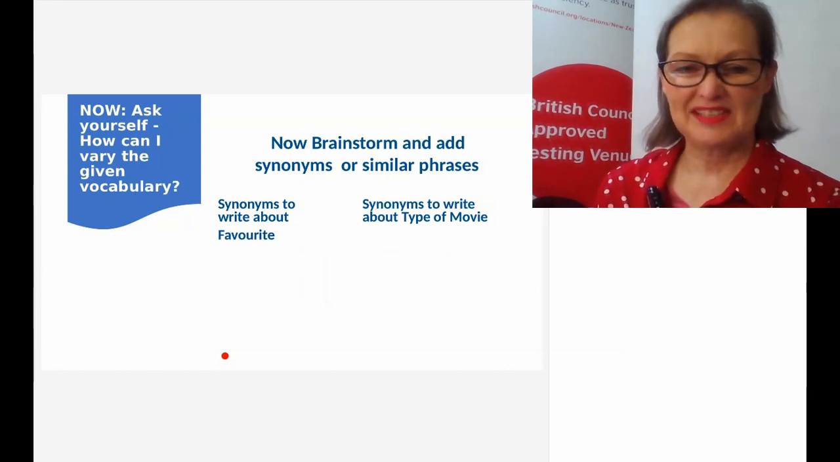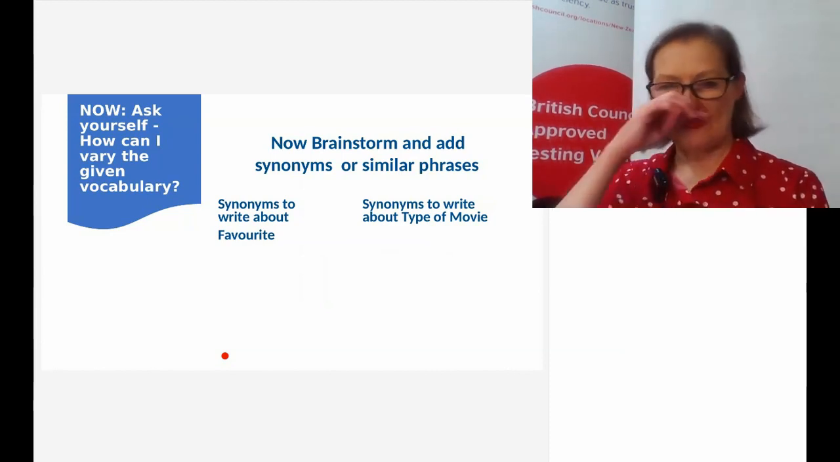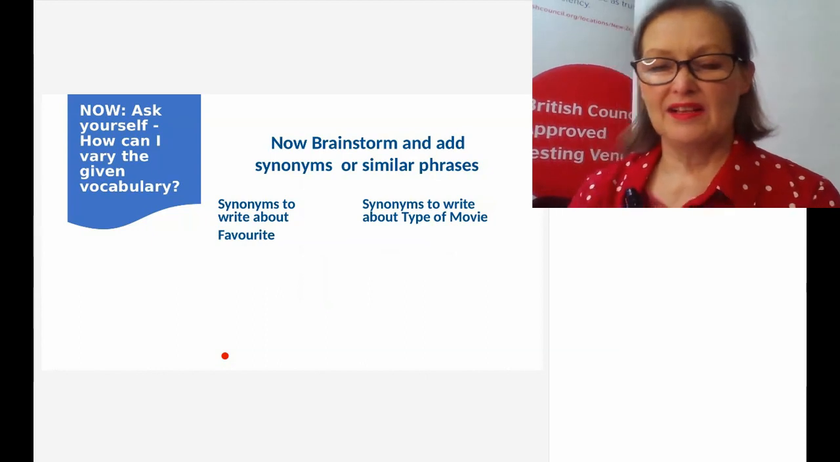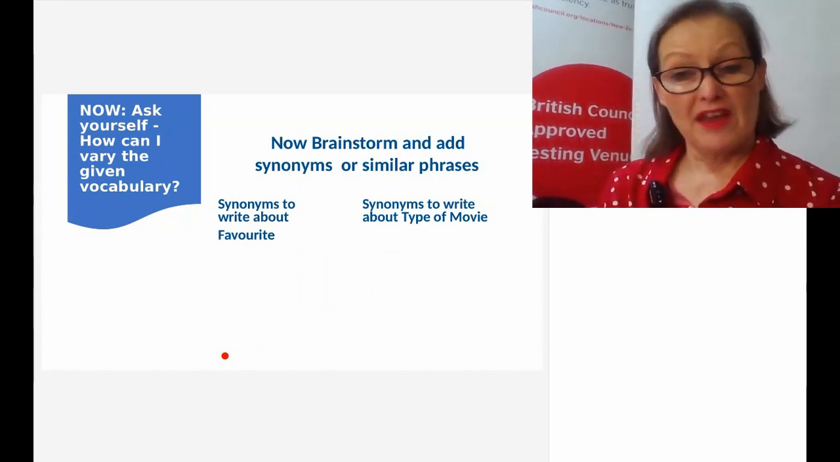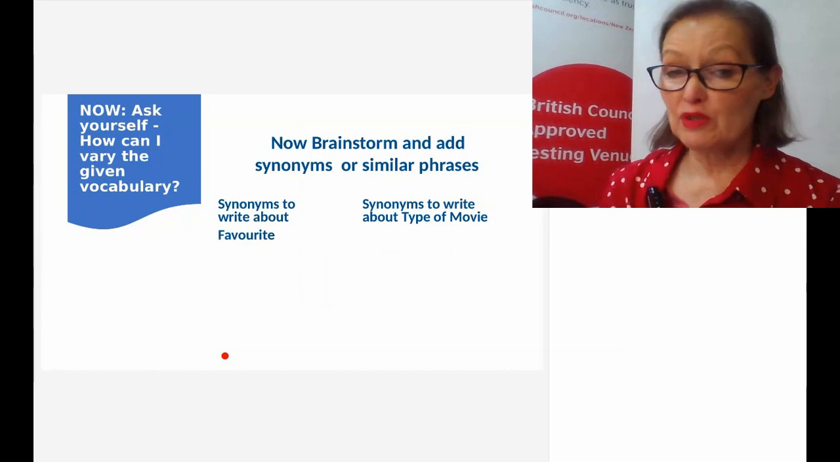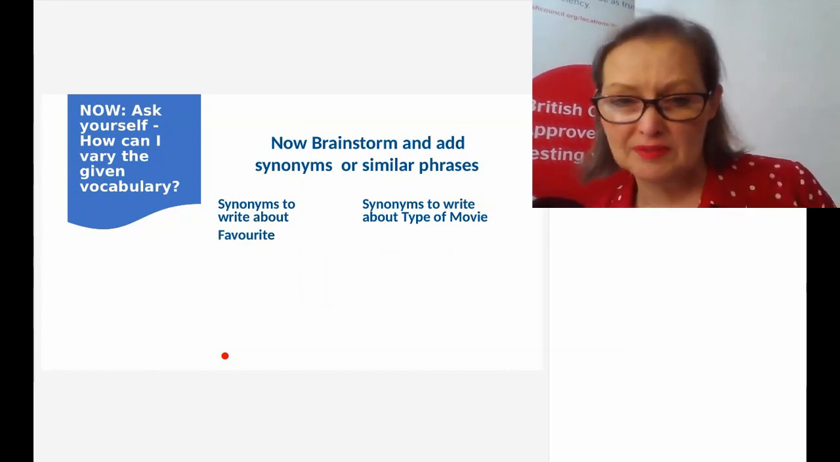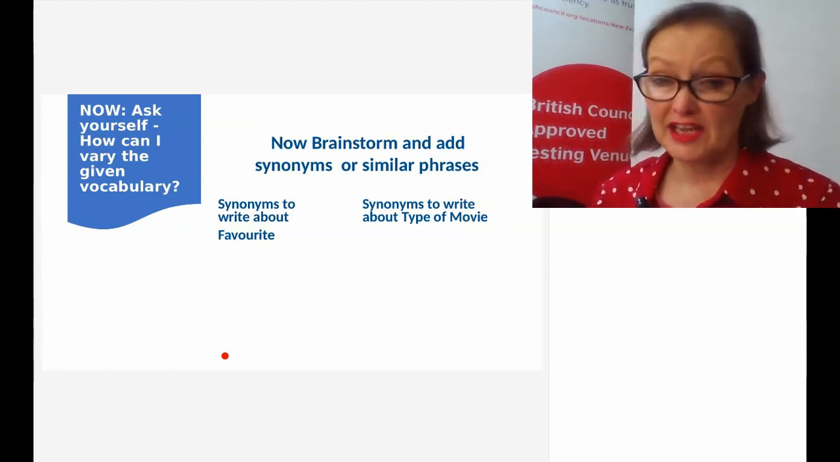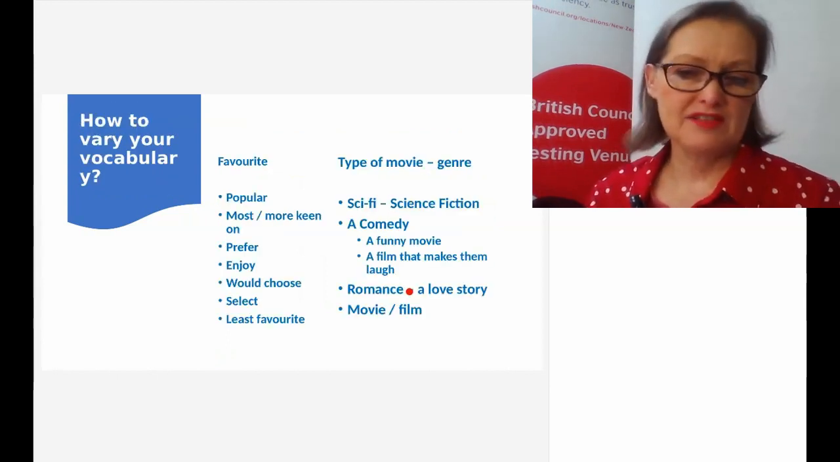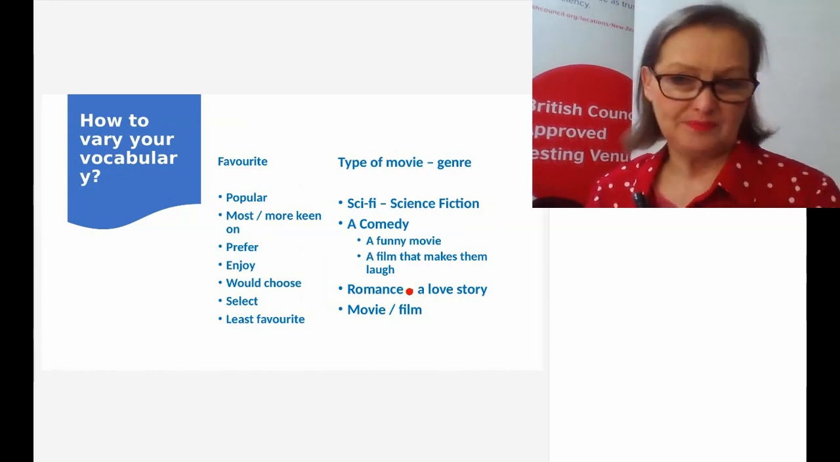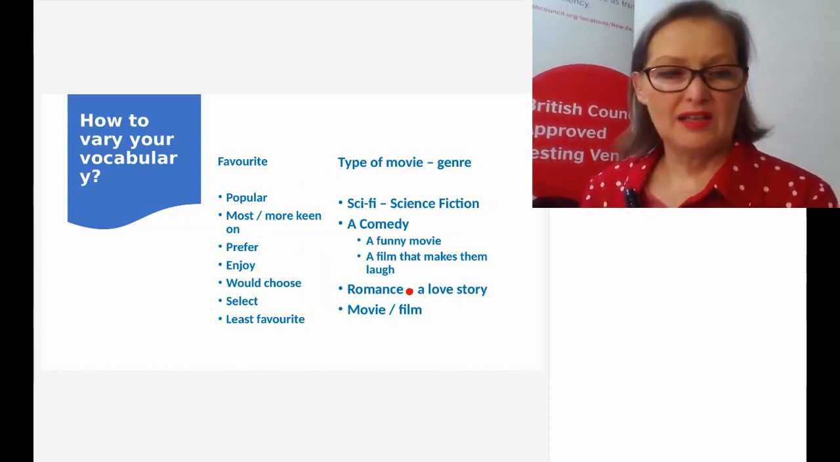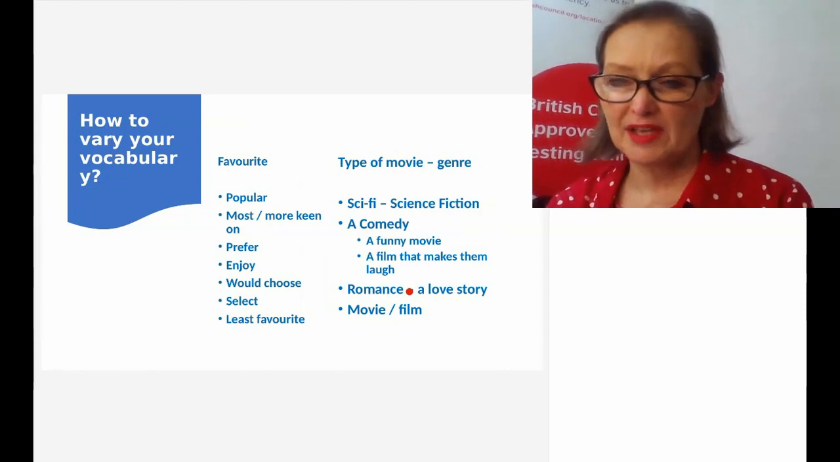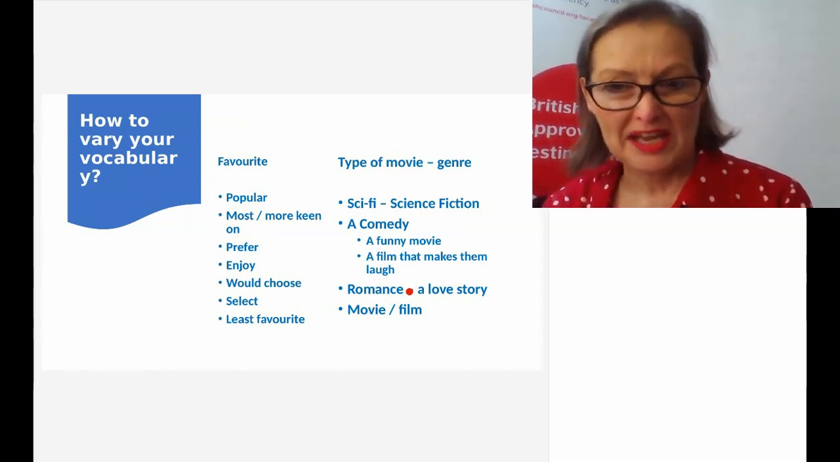Okay, let's check. There we go. So we could talk about the favorite movie or the most popular movies, or most people were keen on, or most people preferred, most people enjoyed, or would select, or would choose. And then, of course, our least favorite movie or genre. Let's talk about types of movies. Can we vary this language in any way?